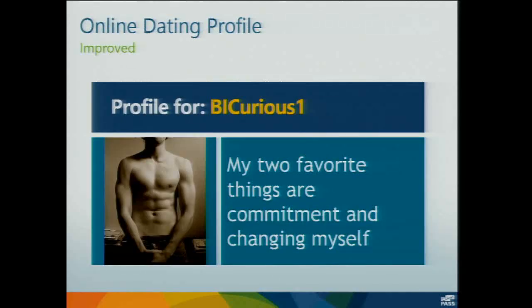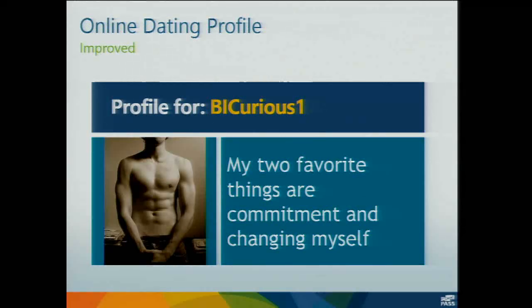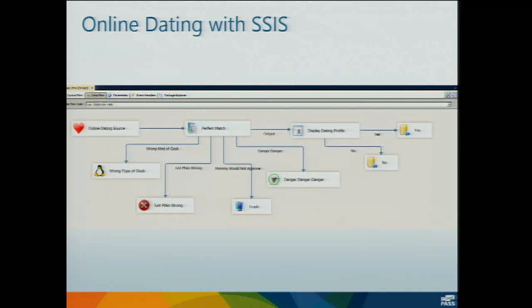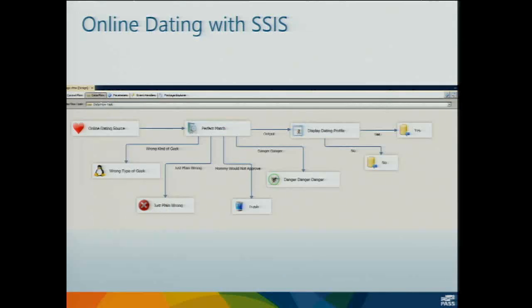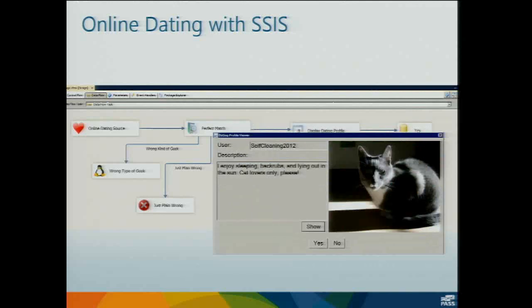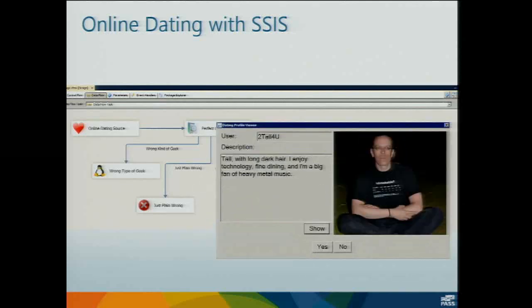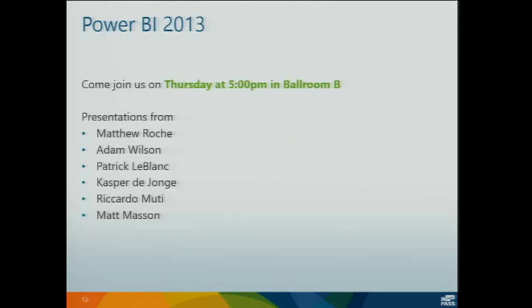Anyways, in the end, I updated my profile. It was better using that BI. And I solved my online dating problem with SSIS here. I had some custom SSIS components where I'd grab my dating profile sources and do some sorting and things like that. And it had varying degrees of success on my actual matches. Anyways.